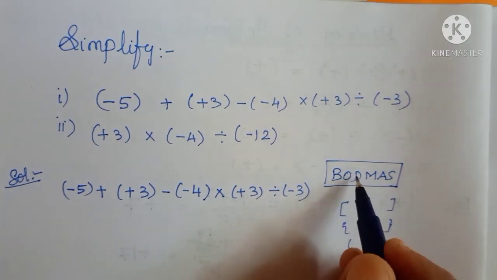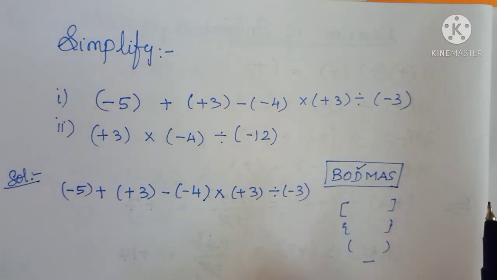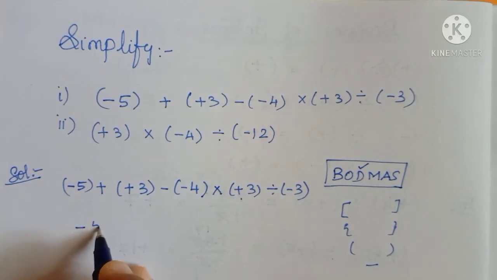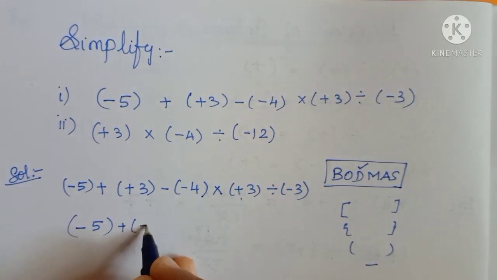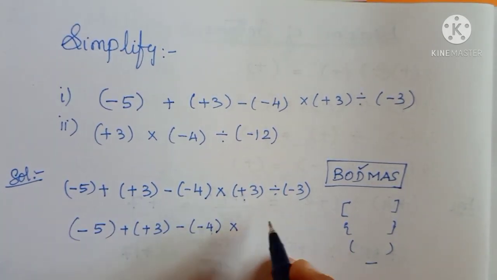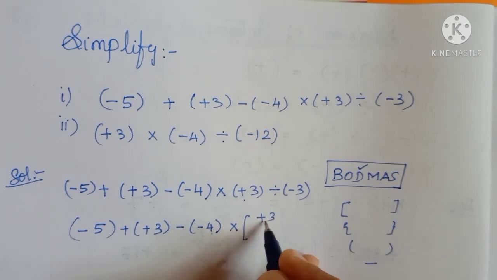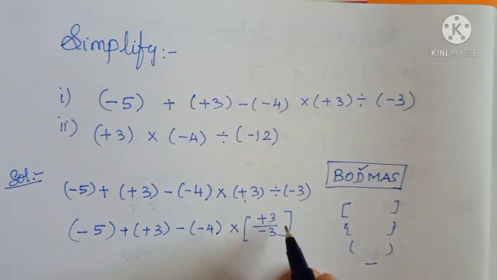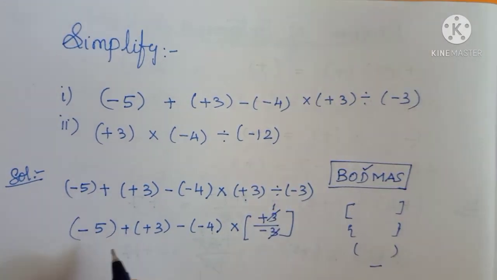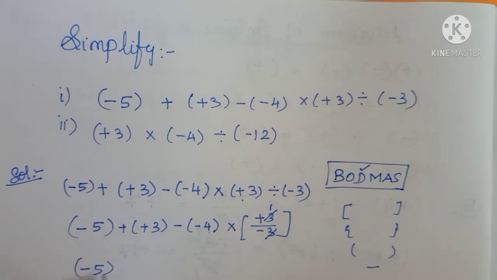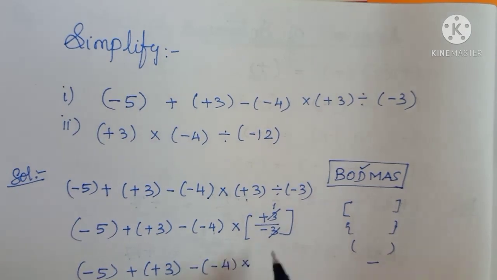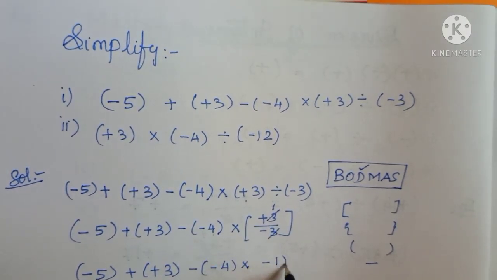So using this rule, first we are going to take division. So first we are going to divide these two numbers. So other number you write as it is, minus 5 plus of plus 3 minus of minus 4 into this one alone I am going to take separately, bracket inside, plus 3 is divided by minus 3. Here we can cancel these 3, we will get number 1. Plus by minus is minus. So that answer is minus 5 plus of plus 3 minus of minus 4 into minus 1, we know that answer is 1.